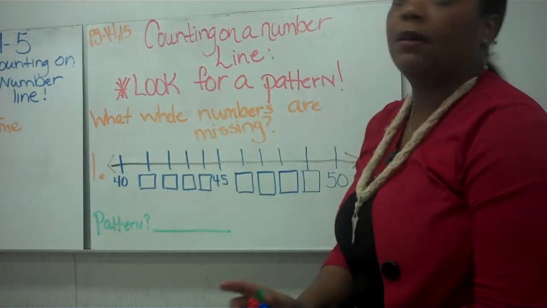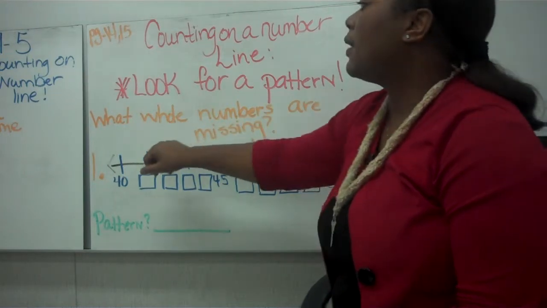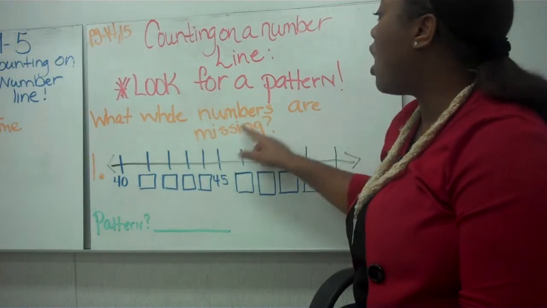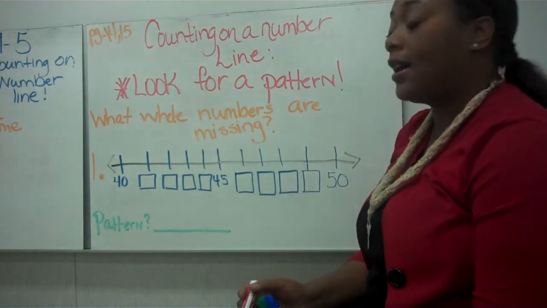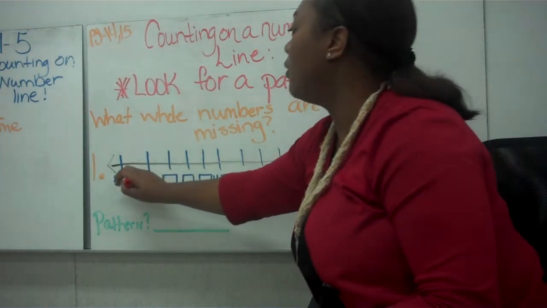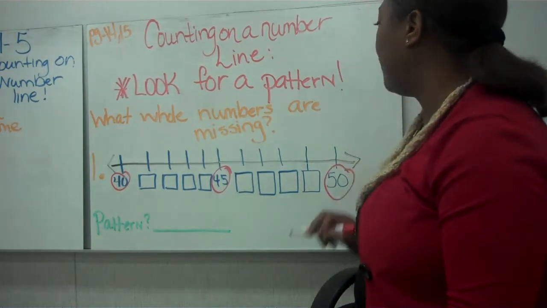Now when we're counting on a number line, the very first thing that you need to look for is a pattern. Let's look at number 1 on page 14. It says, what whole numbers are missing? Now remember, on a number line, I told you to pay attention to the whole numbers that you're familiar with. So we know 40, we know 45, and we know 50.